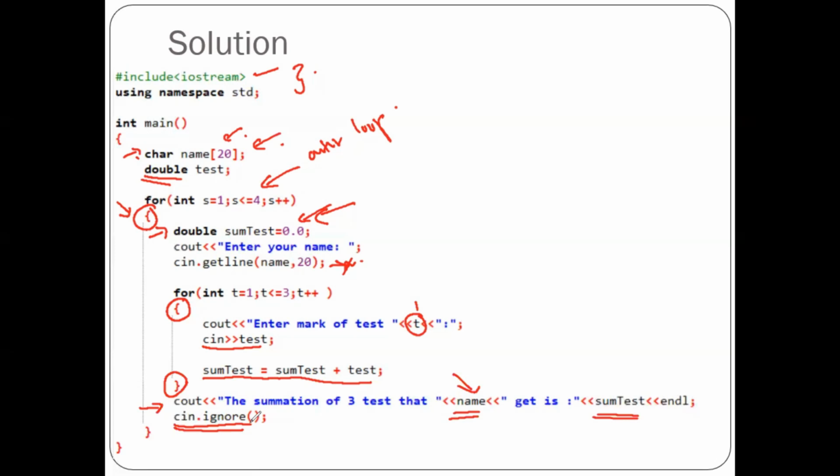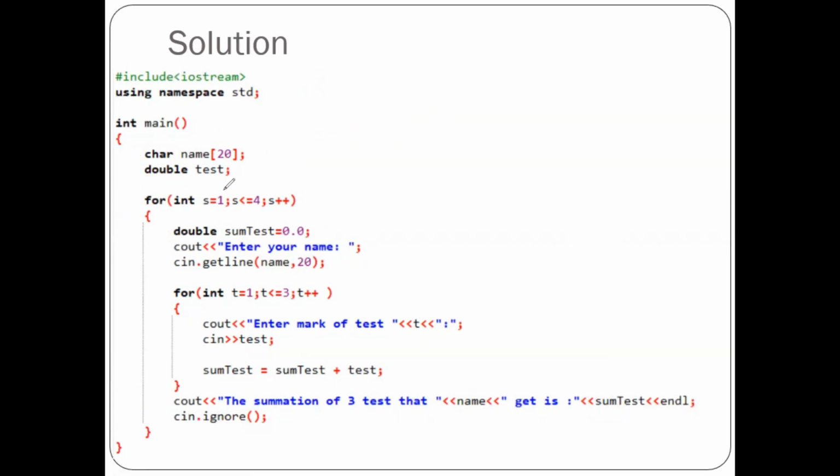Sebab tu saya gunakan cin dot ignore. Okay, saya nak tunjukkan macam mana dia masukkan data ni semua. Okay, for example S sekarang adalah 1. So 1 less than or equal to 4, true or false? True. When true, it will go in here. So for example, we have one variable, one memory. The memory name is sum test. We initialize it using 0.0. Okay, sum test right now is 0.0.